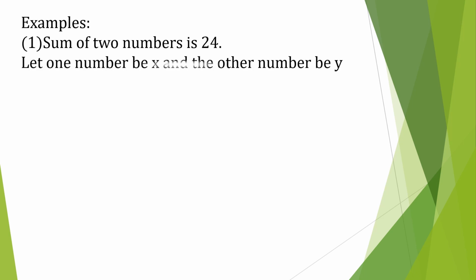So students, let one number be x. First thing, we assign the variables. So I've assigned: let one number be x and the other number be y. Okay. Now what is the given condition? Sum of two numbers is 24. So you'll apply the condition and frame the equation. That is x plus y equal to 24. This way you have to frame the equation. Then you have to solve the equations.